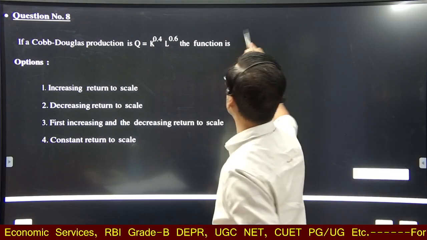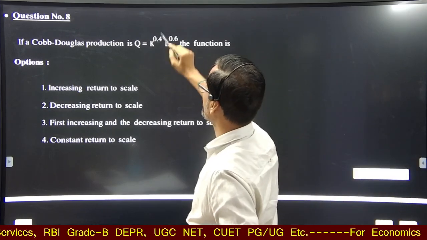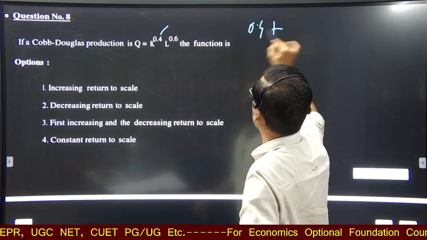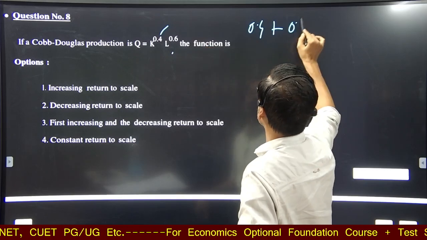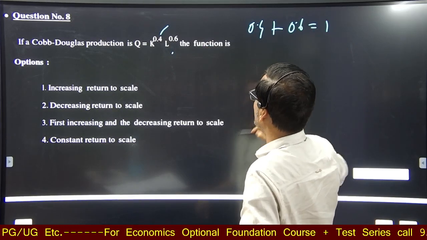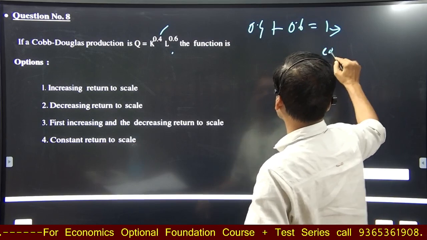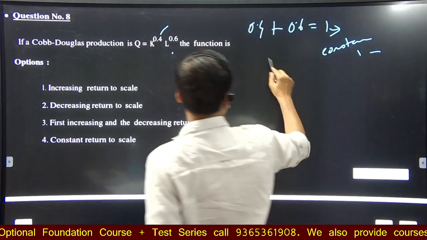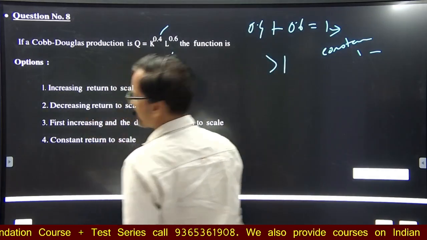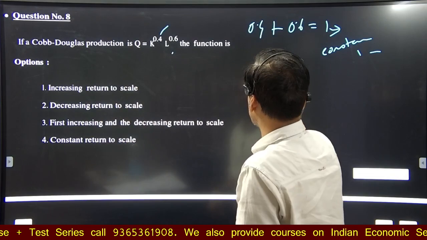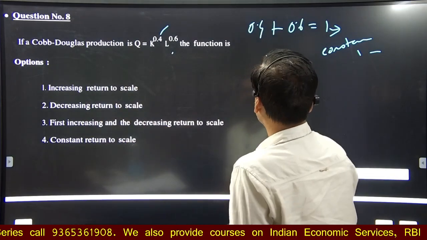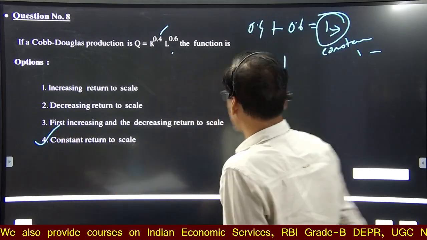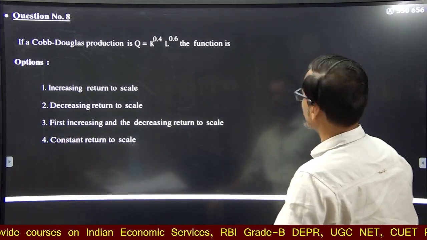What is the power of capital? That is 0.4, and the power of labor is 0.6, so the sum is equal to 1. That is why it is constant return to scale. If the sum is greater than 1, it is increasing return to scale; if less than 1, decreasing return to scale. Here the result is 1, so it is constant return to scale.